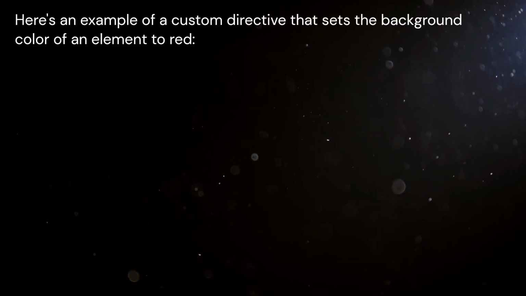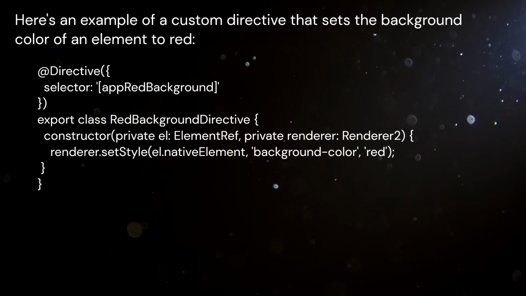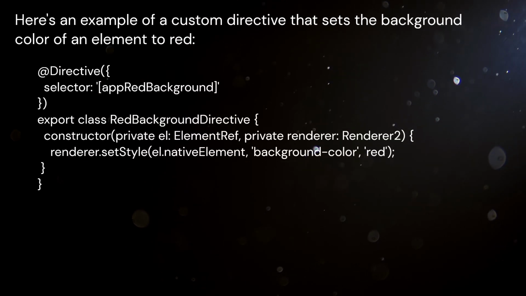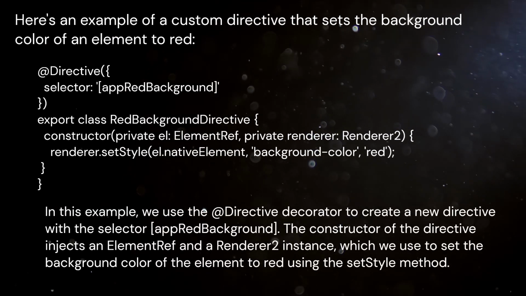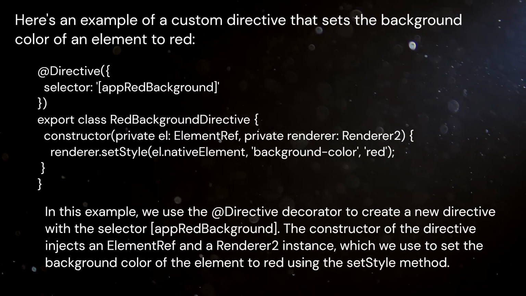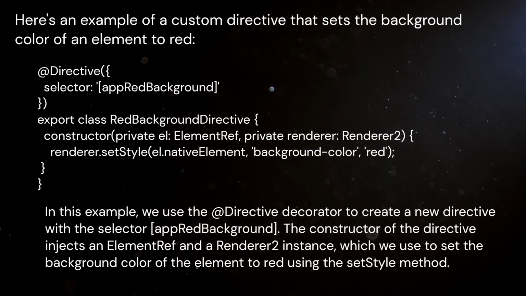Here is an example of a custom directive that sets the background color of an element to red. In this example, we use the @Directive decorator to create a new directive with the selector [appRedBackground]. The constructor of the directive injects an ElementRef and a Renderer2 instance, which we use to set the background color of the element to red using the setStyle method.